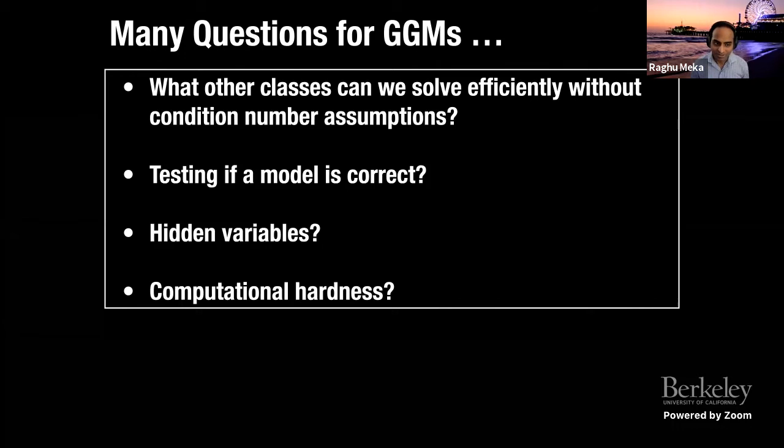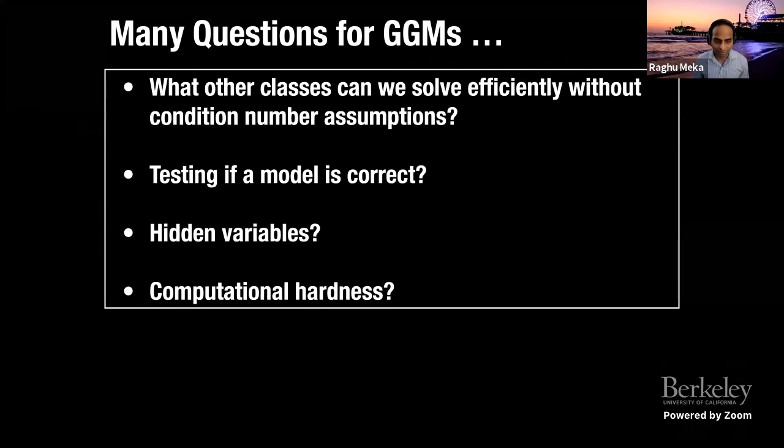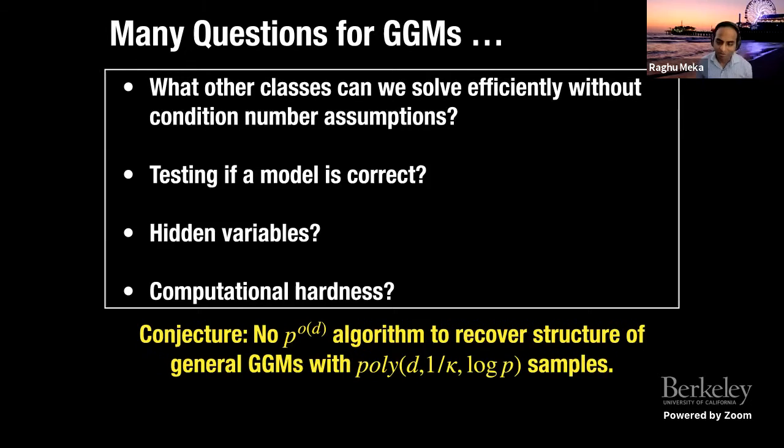What happens if I have a GGM, but now there's an additional aspect that some variables are hidden? I'm missing some observations. And finally, given that the general GGM problem seems difficult to solve, is there some computational versus statistical gap here? And I actually think that the general problem is hard. My belief is that there is no p to the little o of d algorithm to recover the structure for general GGMs with sample complexity that is polylogarithmic in the dimension p. I'd be happy if you prove me wrong, but that's, I think, where the complexity stands. Okay, so let me stop with that.